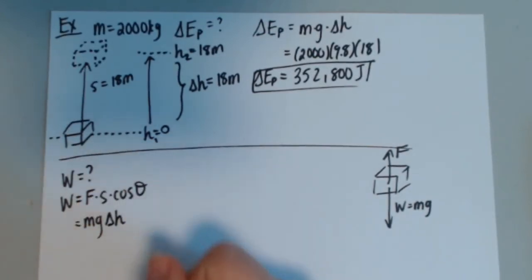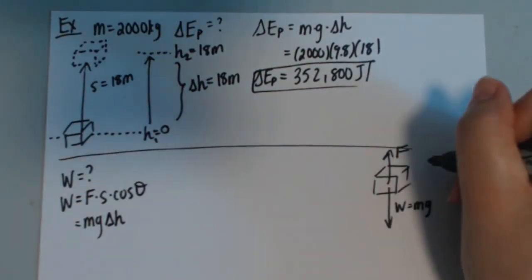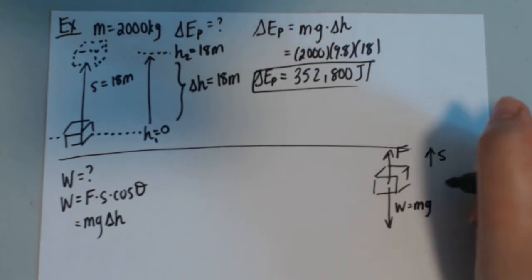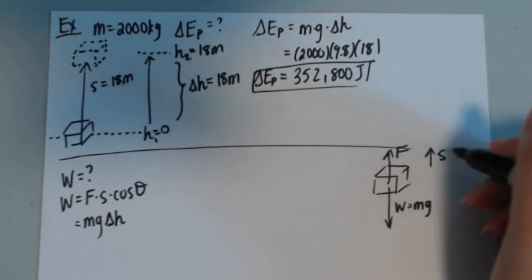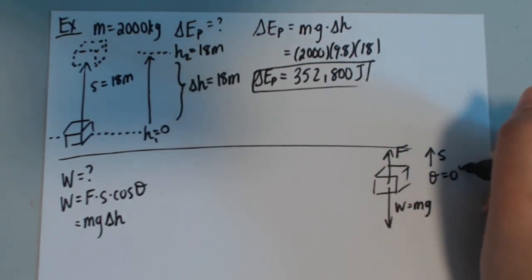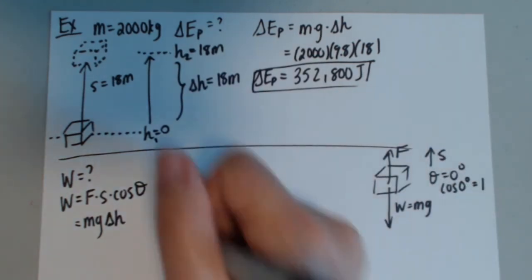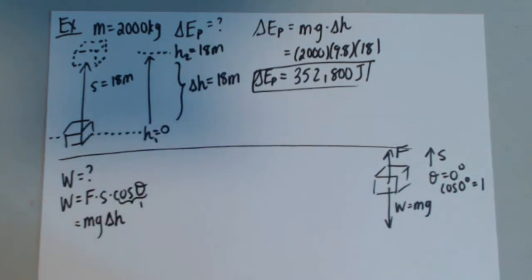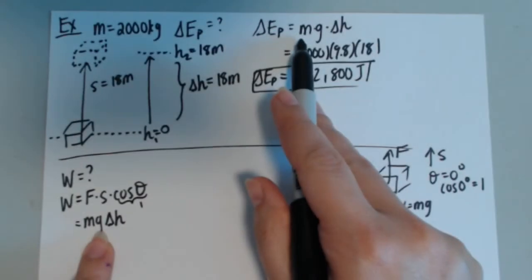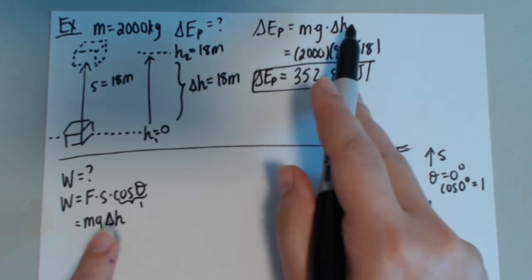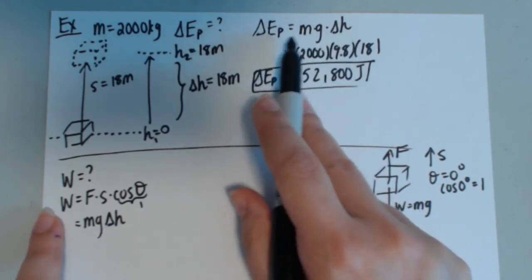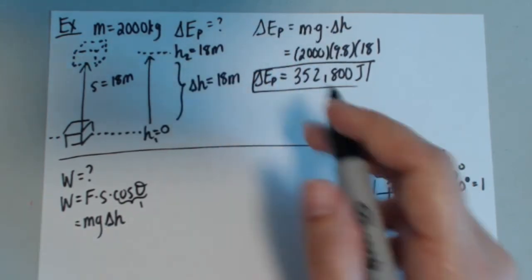So I put delta H here. Now F is going up. The displacement is also going up. So the angle between these two vectors is 0 degrees, and cosine of 0 degrees is 1. So I don't even need to write it. So mg delta H, well, guess what? That's the formula for change in potential energy. And so this shows us once again that work is equal to change in potential energy.